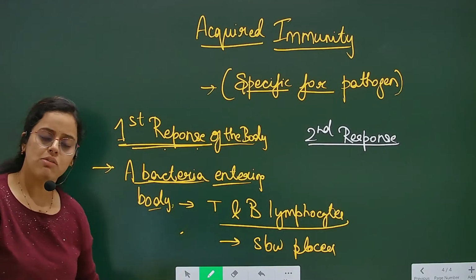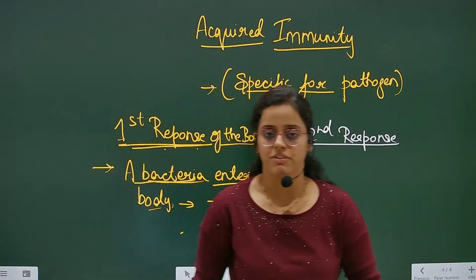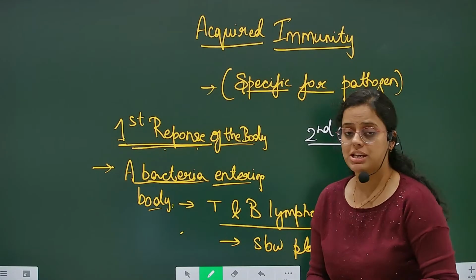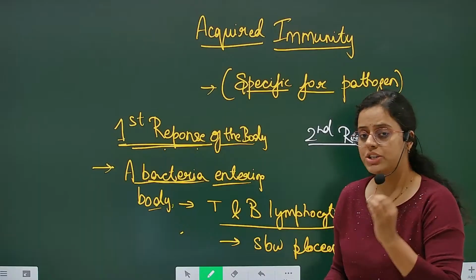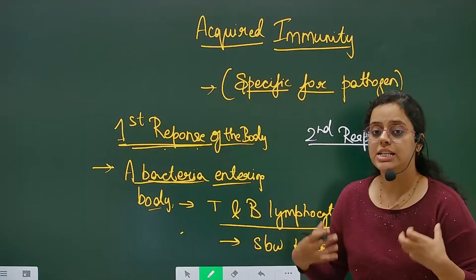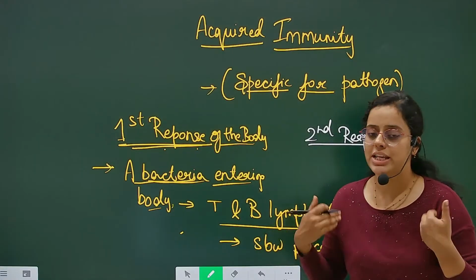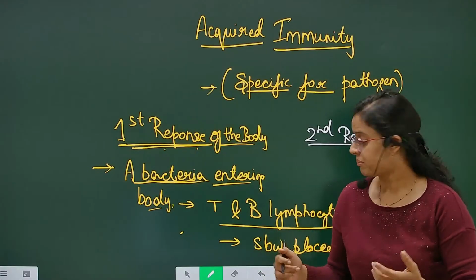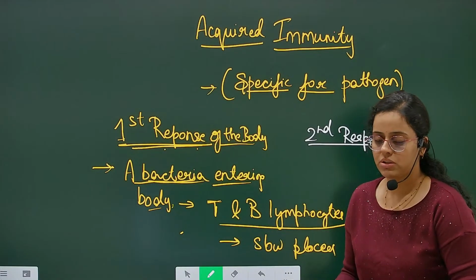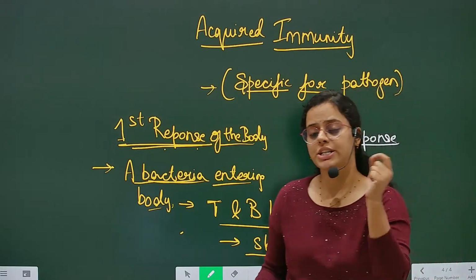We can take an example of viral infections also. Common cold is a viral infection, COVID is a viral infection, SARS is a viral infection. If a viral pathogen enters the body, it takes a certain time for the body to respond to the viral or bacterial growth. In this time T lymphocytes and B lymphocytes are formed. So this is a slow process. This is called the first response of the body.